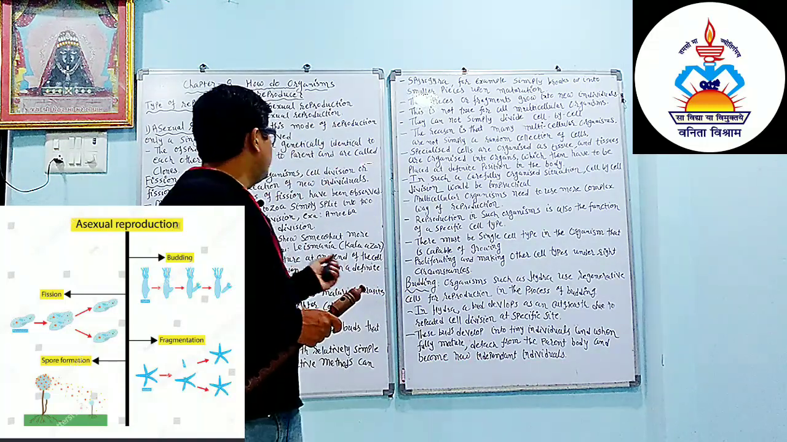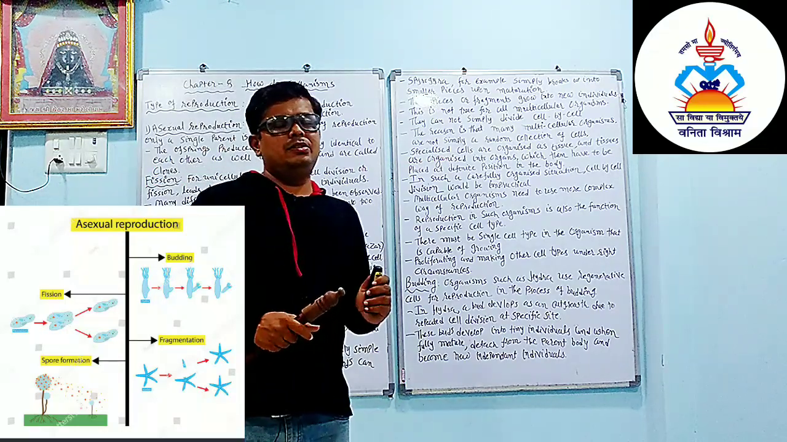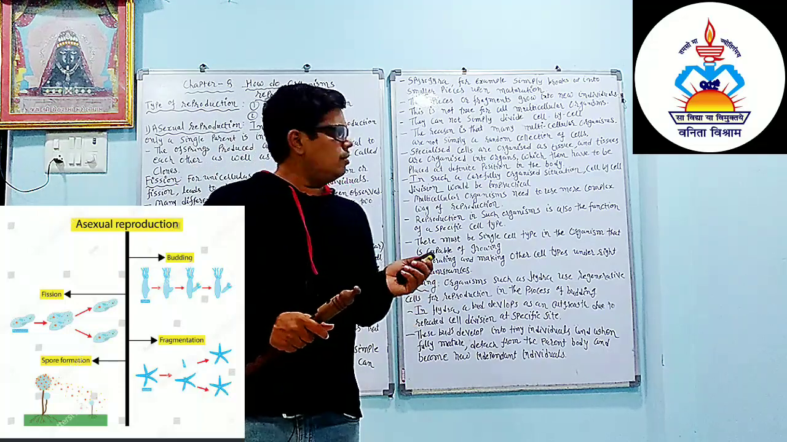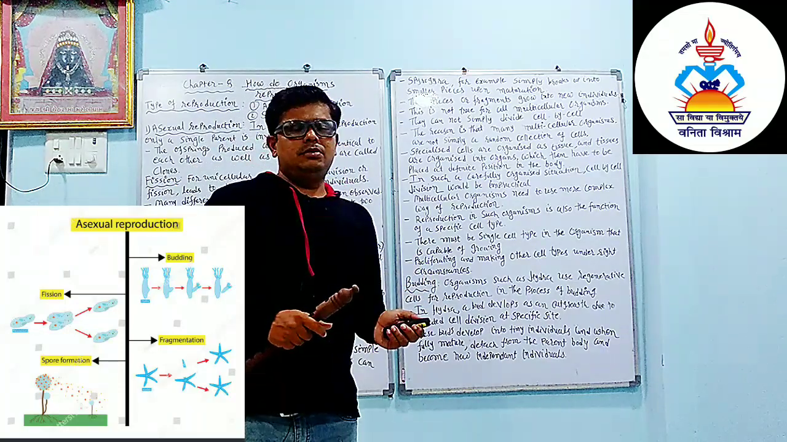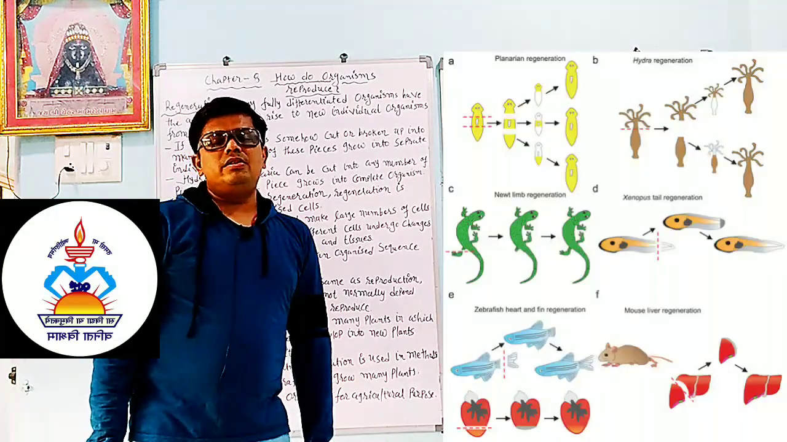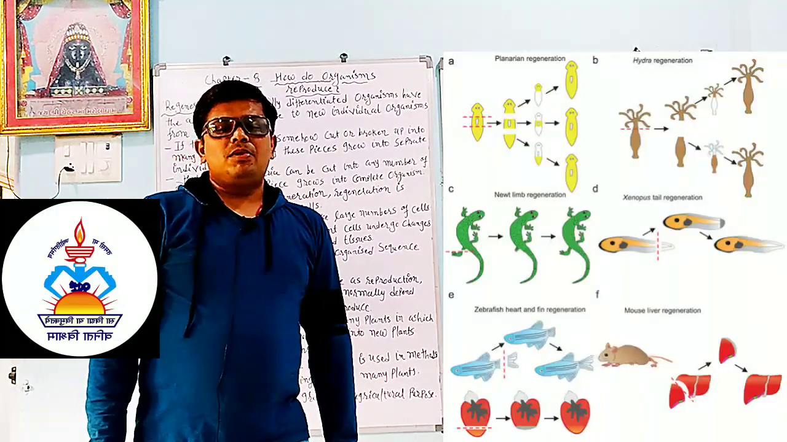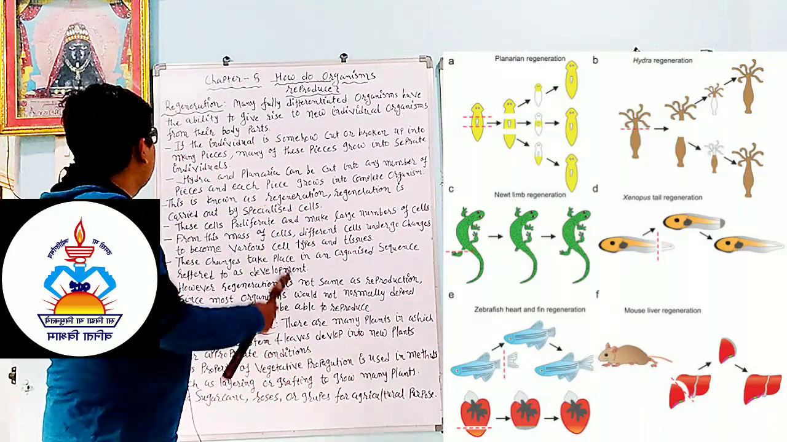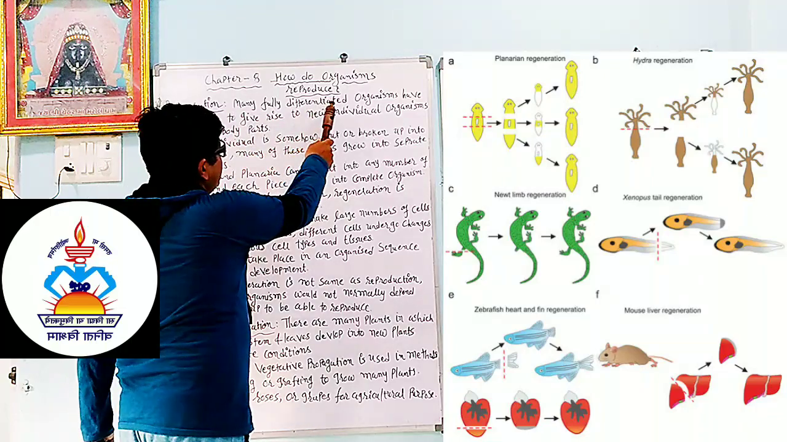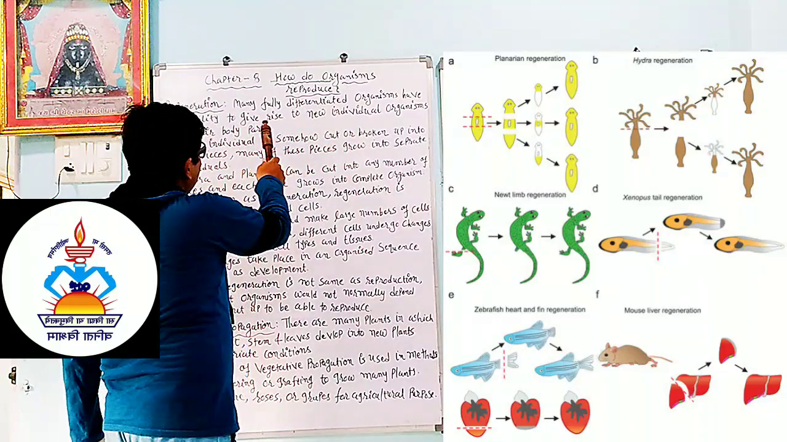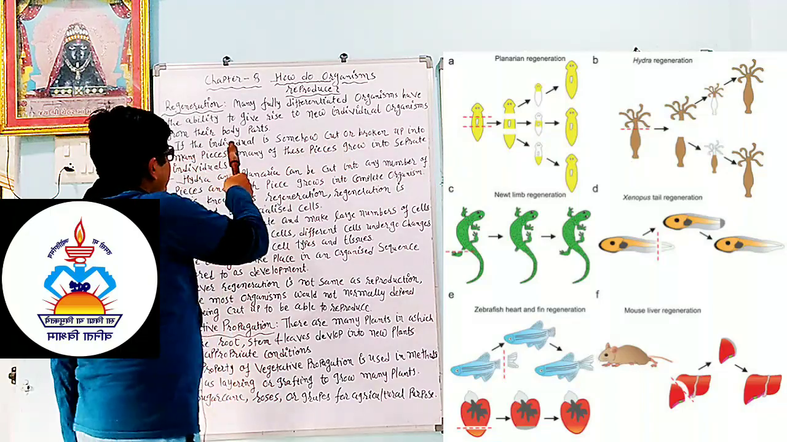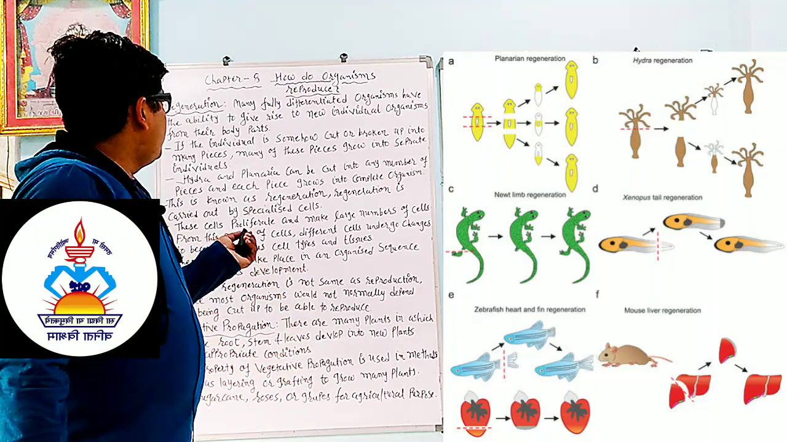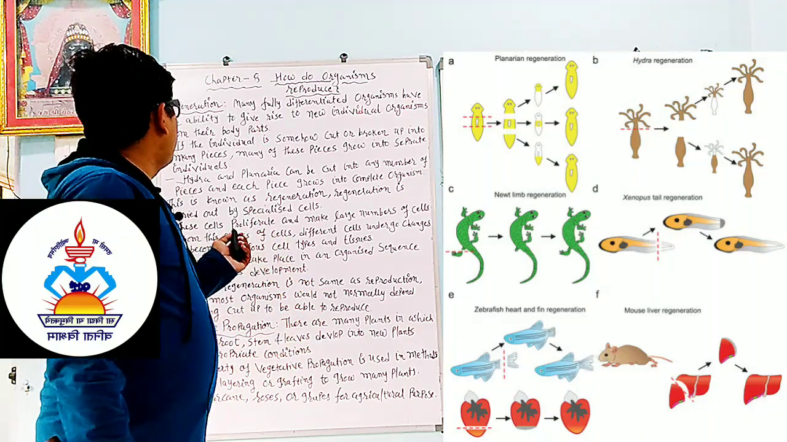So dear student, in this topic we learned about asexual reproduction. In that we learned about fission, fragmentation, and budding. Now we will learn about regeneration. Regeneration is when different parts of an organism give rise to new individuals. Many fully differentiated organisms have the ability to give rise to new individual organisms from their body parts. That is called regeneration.